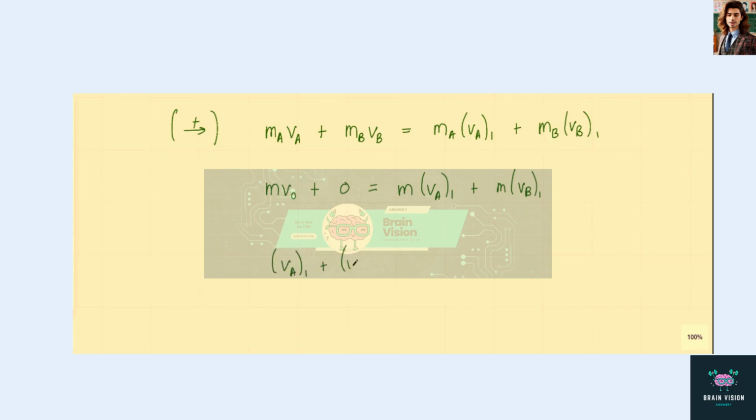VA1 plus VB1 is equal to the initial velocity V0. So assuming we know V0, we have only two unknowns in this problem, VA1 and VB1.